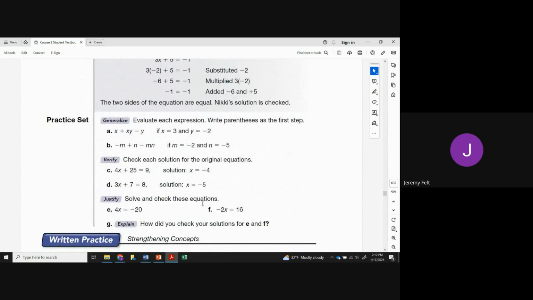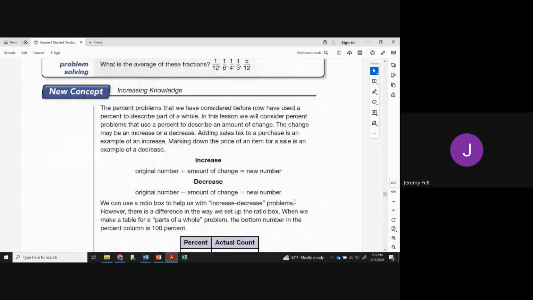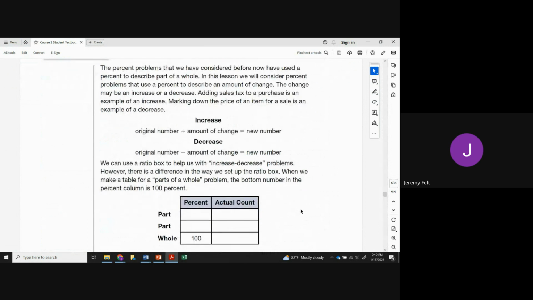Right, so practice set, we'll go over that when we get to class. Our next lesson is lesson 92. We're looking at percent of change. We always start with two parts, whatever we're adding up. If we're adding up to a whole, it's always 100% of something. 100% of students, 100% of the voters, 100% of the revenue, whatever it is, it's always 100%.